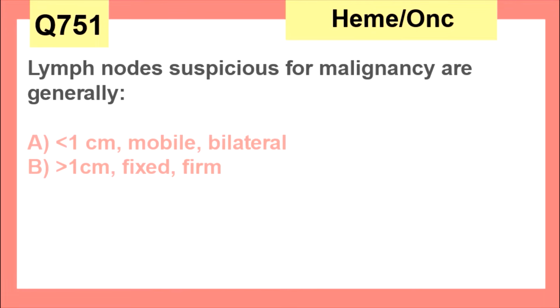751, lymph nodes suspicious of malignancy are generally big. Sorry, I was thinking benign. Benign lymph nodes are generally small. Malignancy ones are generally big. They're fixed and firm, as opposed to benign ones, which are mobile, and they're often bilateral. All right, infections cause, viral ones are non-tender, bacterial ones are often tender.